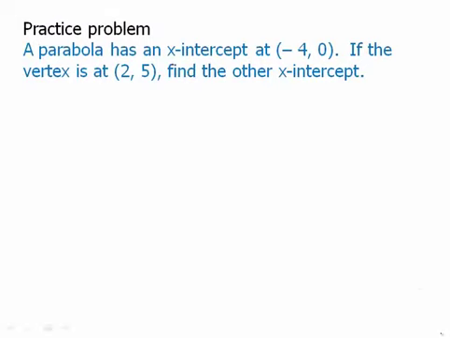Here's a practice problem. Pause the video and then we'll talk about this. A parabola has an x-intercept at (-4, 0). If the vertex is at (2, 5), find the other x-intercept. Well, this is interesting. Because we know the vertex, we know the line of symmetry. The line of symmetry has to be x equals 2.